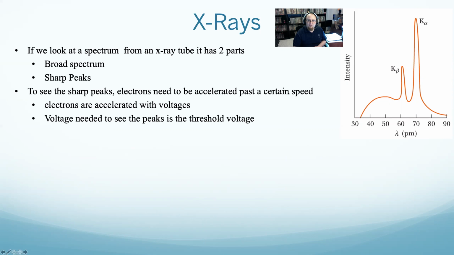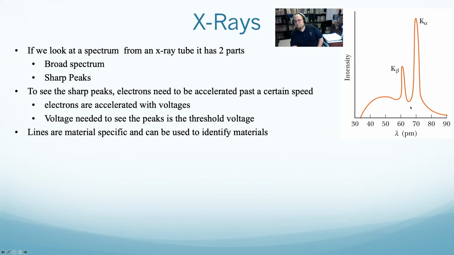Whatever voltage is required to make those peaks show up is called the threshold voltage. Where these peaks occur, for this one, is about 60 and 73-ish picometers. That depends on what material you shoot the electrons at, and different materials will have different peaks at different spots. I don't know off the top of my head what type of material this is; I didn't write it down. But it's a way to identify what a material is.